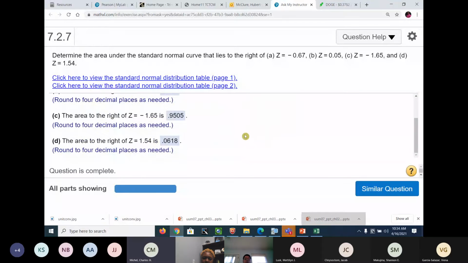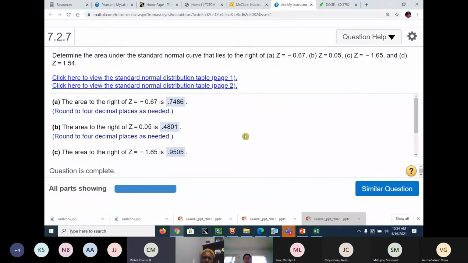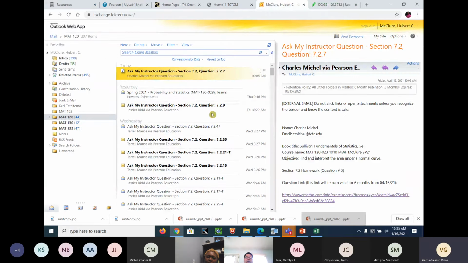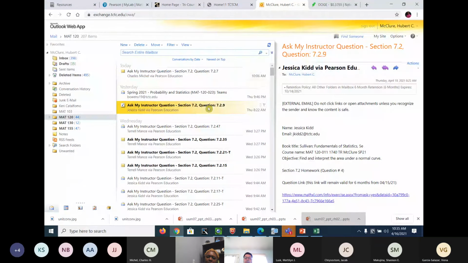Hubert, I have a quick question. Yeah. So I understand whenever it wants us to find areas to the right or left of the Z, but what about whenever it wants us to find areas between, like Z equals negative 2.12? You just go from left to right. You draw a picture and you just go left to right. So like, for instance, I have a problem. Let me see if one of these is... I think the next homework question is like that. Okay, let's try that.